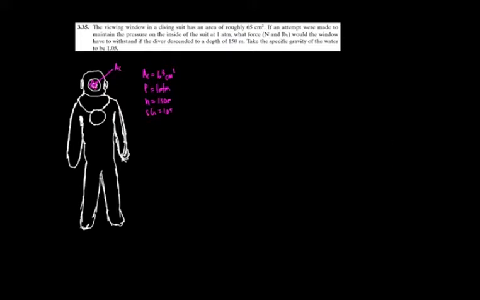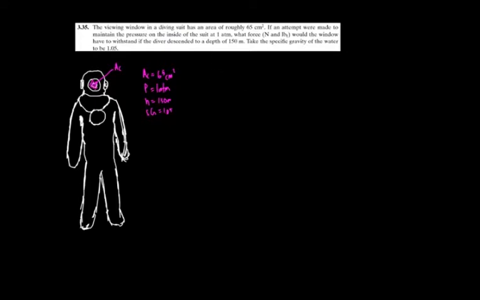So, how can we approach this problem? This is my best attempt at drawing a diver suit, and this is the cross-sectional area of the viewing window that they're talking about, 65 centimeters squared. The pressure inside should be 1 atmosphere, which is the pressure that you're feeling right now. And the depth that this person is at is 150 meters. That's a lot of pressure, so the window must really withstand quite a lot. And the specific gravity is a little bit more than usual because the density increases with depth a little bit.